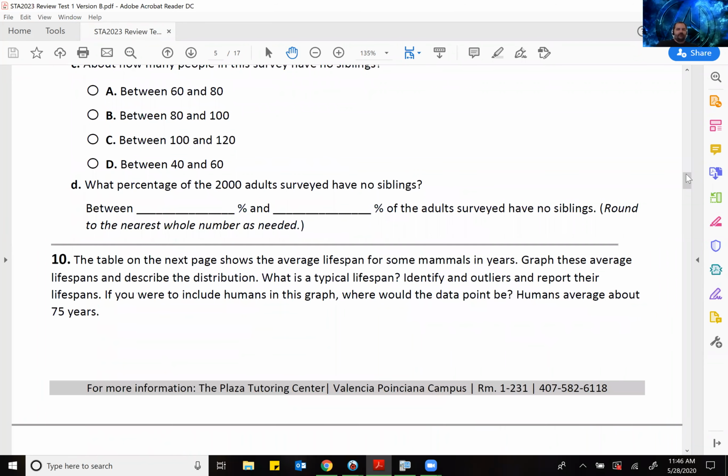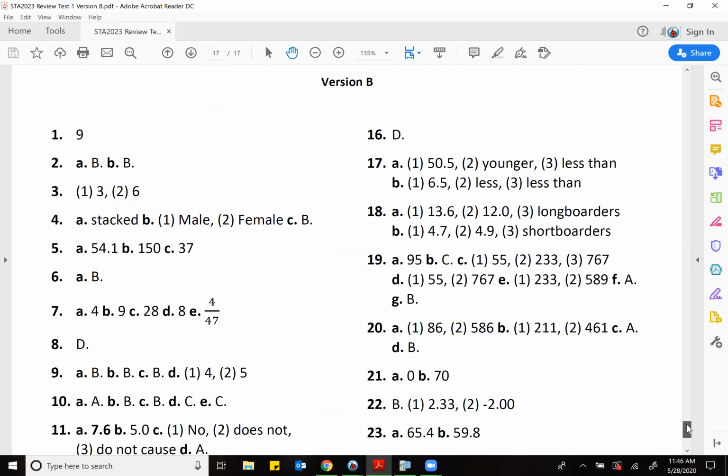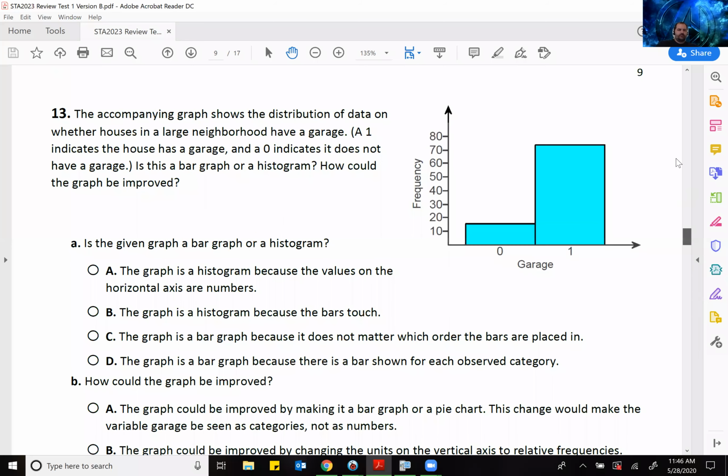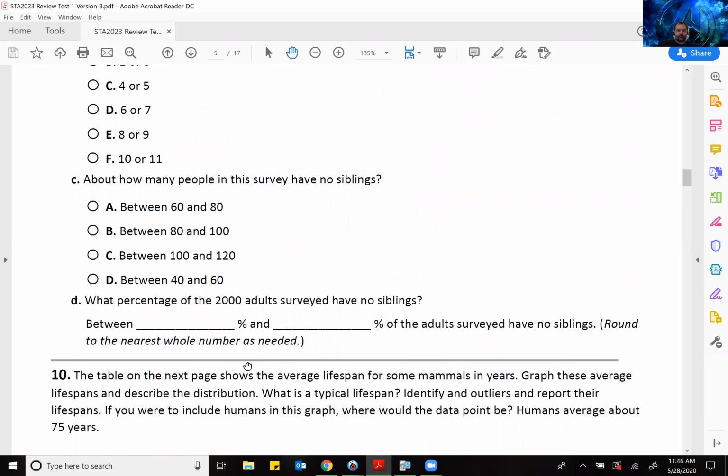Let me double check something. Did you say the number of people who didn't have siblings was 80 to 100 or 100 to 120? 80 to 100. Gotcha. Thank you. No worries. We're on question number 9. There it is. Oh, these are percentages. All right.